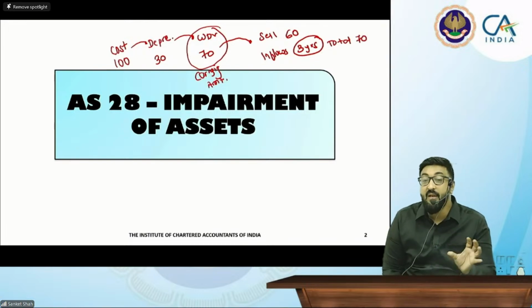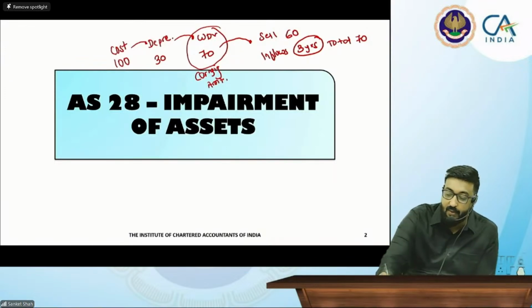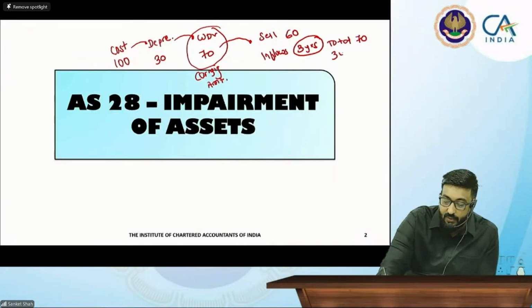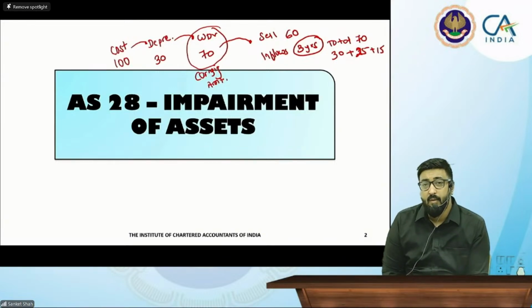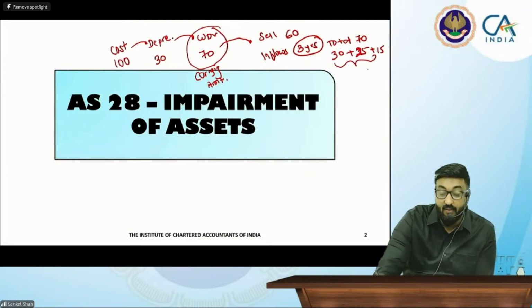But this is a simple addition. For example, in the first year, I am getting 30 rupees. In the second year, 25. And in the third year, 15 rupees. These are the different inflows from this asset. But see, these years are different. Therefore, I have to calculate present value.